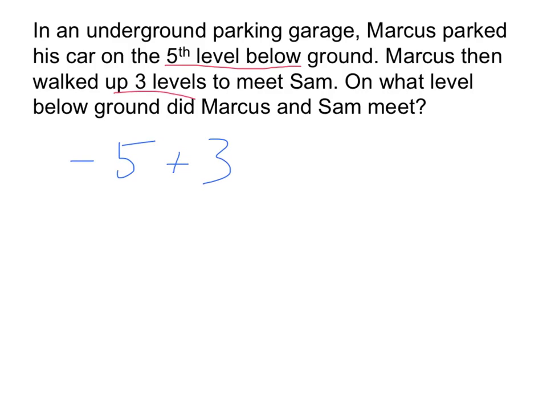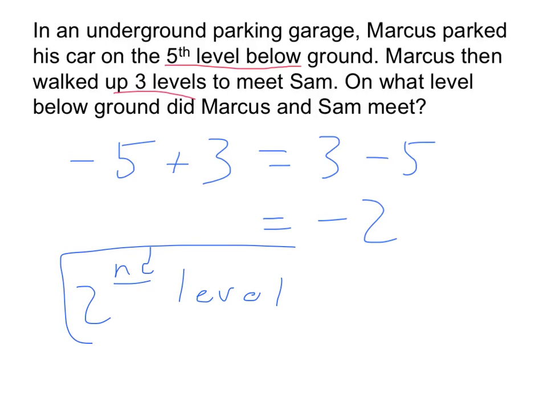Here's our problem. This is how we could solve the problem using arithmetic. We're going to start off with a negative number, add a positive number. Now we just need to do this arithmetic. Well, by our properties we just talked about, I could write this as 3 minus 5. And then I can do this subtraction. This is negative 2. And so the fact that this answer is negative means that we did meet below ground. Well, that's exactly what we would expect. And so our final answer here, we would meet on the 2nd level below ground. There's our answer.